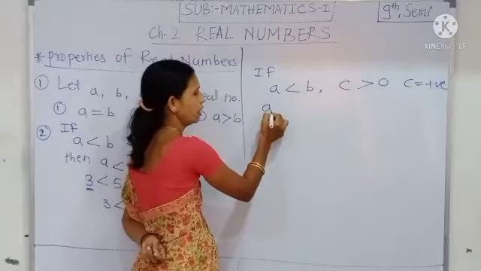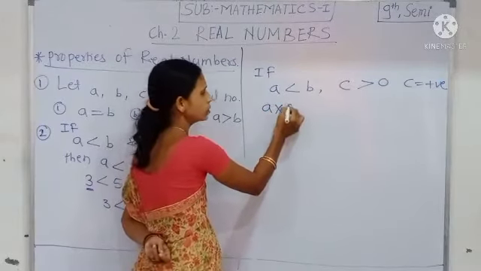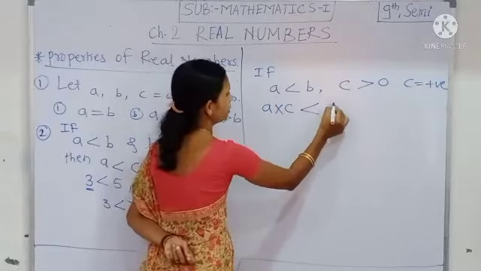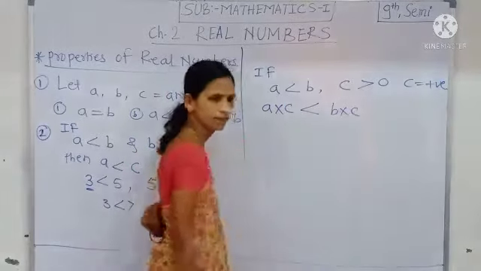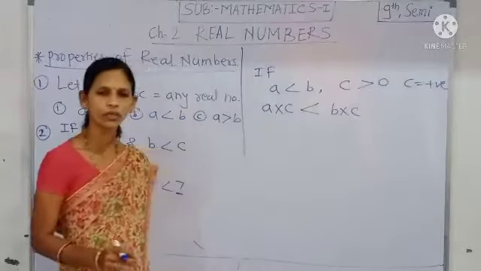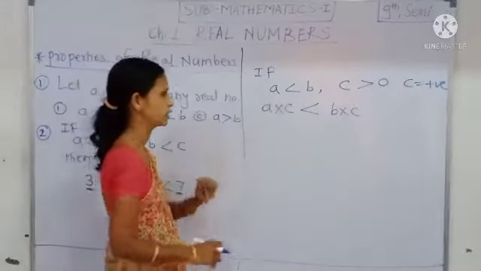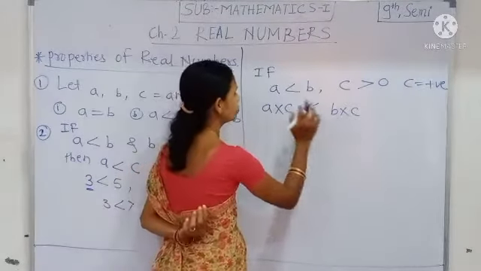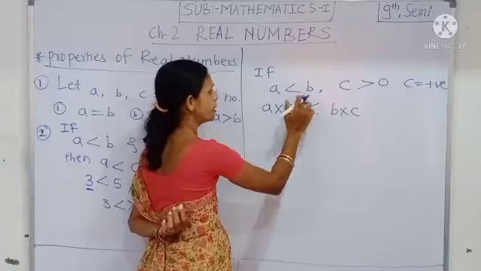Then here A into C is less than B into C. That is one of the properties related with this. See here, A into C is less than B into C, when A is less than B.